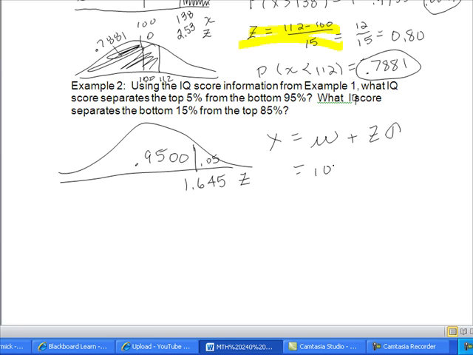So 100 plus 1.645 times 15. I'm getting 124.675. Typically, IQ scores are given to the nearest whole number, so we would have an IQ score of 125.